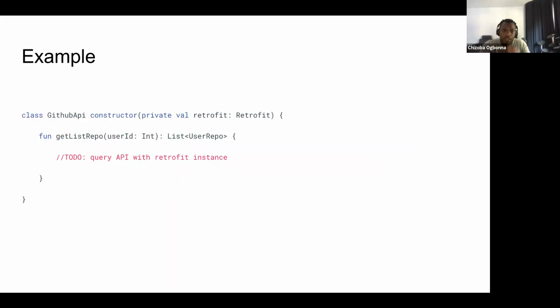So let's move on. Look at this example as well. So we have this GitHub API thing that needs a Retrofit instance. So this could be something you have in maybe your repository, or maybe some use case or some presenter somewhere that needs to use this GitHub API. But it has a constructor. Basically, what we have here is just a class that needs a dependency.